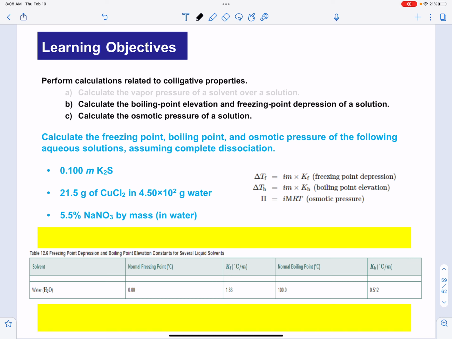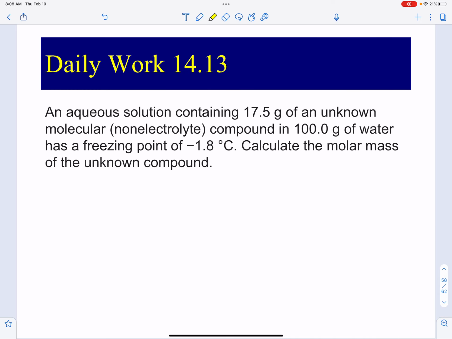And then we can continue doing problems the same way. The only different thing here would be that now, let me go back to this daily work. Let me point out on this daily work, this daily work is pointing out that you're dealing with a non-electrolyte. So let's talk about that before we move forward.